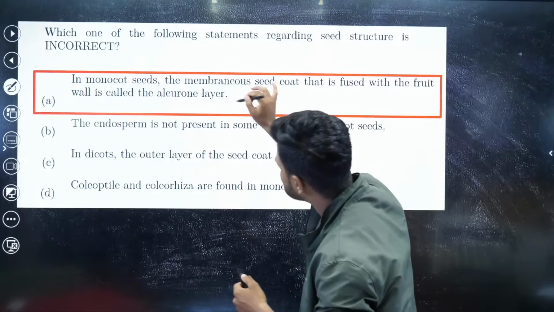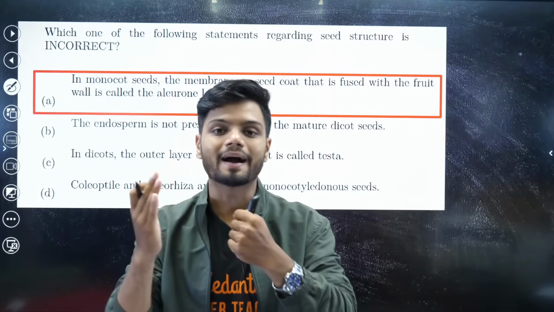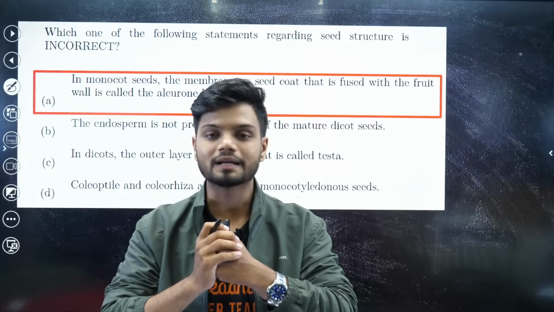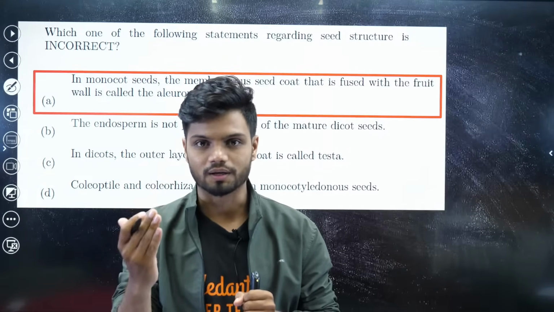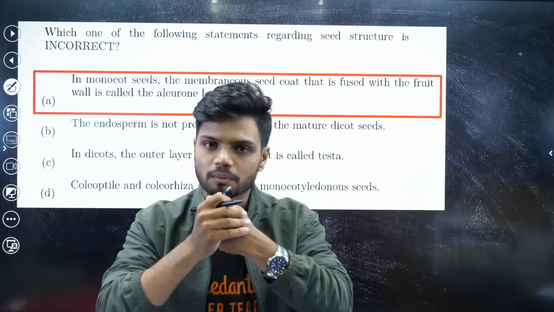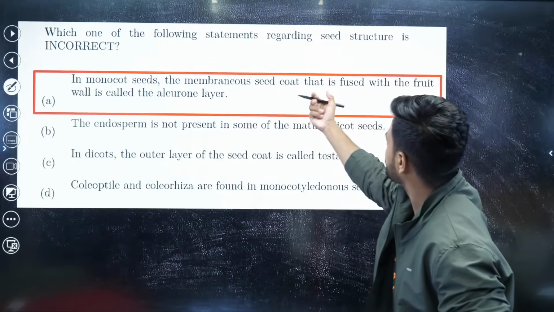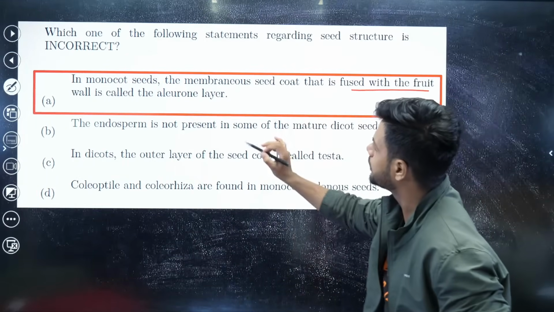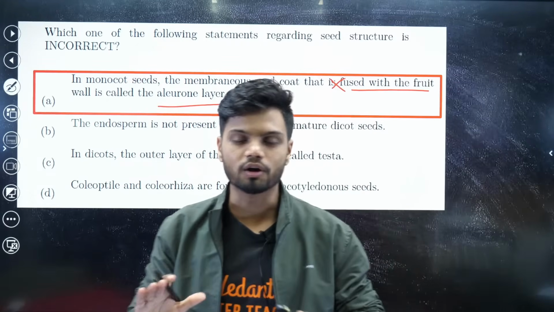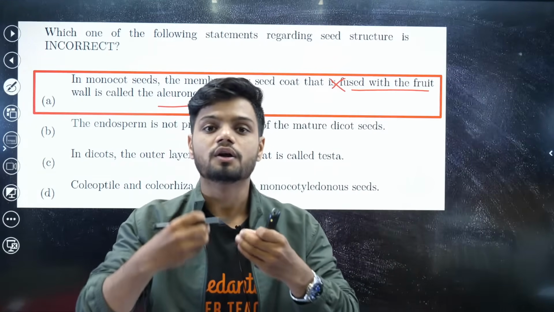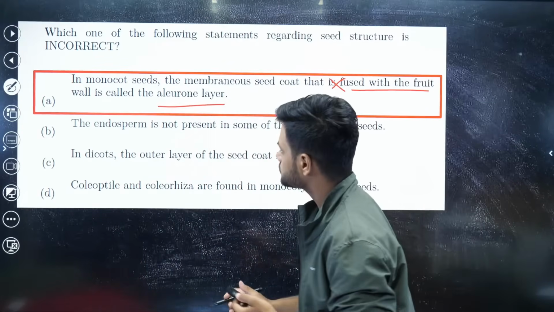But in some cases, students, in some of the monocot seeds, the fruit might end up sticking to the seed, but not in all cases. Only in a few cases the fruit wall, that is the pericarp, might attach, but in most cases it does not. So in monocot seeds, the membranous seed coat fused with the fruit wall is called the aleurone layer? No, it is not called the aleurone layer. The aleurone layer is a nutritive tissue.